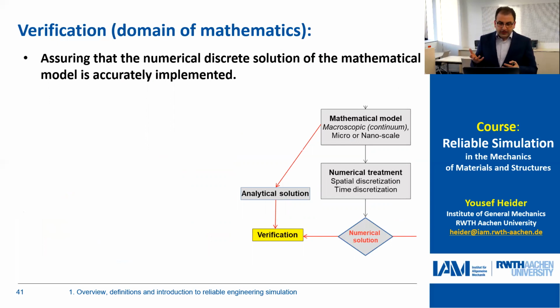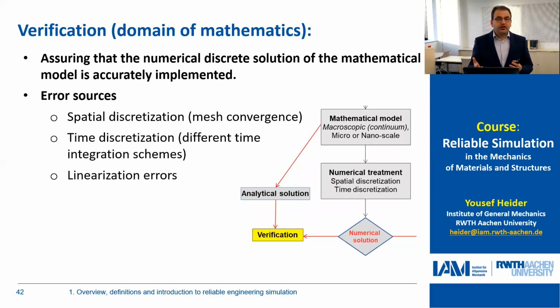So when we have the numerical data and we have some analytical solution, then we can apply the verification. As I said, the verification aims to assure that the numerical discretization solution is accurately implemented. It's related to the accuracy and also to the stability. But this is not always guaranteed. So sometimes we have some errors, and the source of these errors could be, for instance, the spatial discretization.